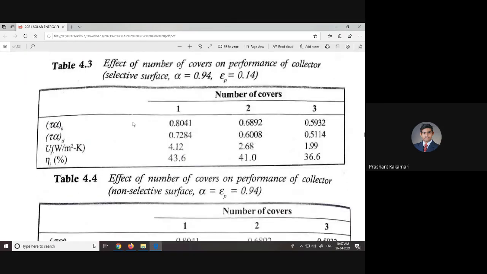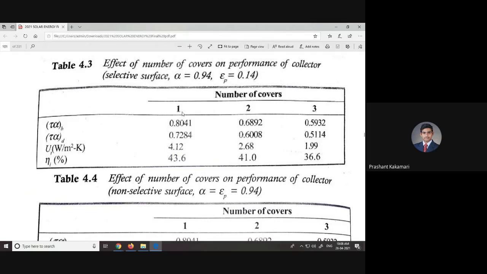Then the number of covers you can see here. I'll go by these values so one can understand. In this table, the maximum efficiency is obtained with the maximum transmissivity-absorptivity product. So transmissivity is very important here. If the transmissivity is very high for the given cover, then automatically the efficiency will be very high. Similarly, if the number of covers is very small, or if no cover is used, the efficiency will be high. But what will happen? The loss of energy from the absorber plate will be high. So to reduce that, we go for a number of covers.